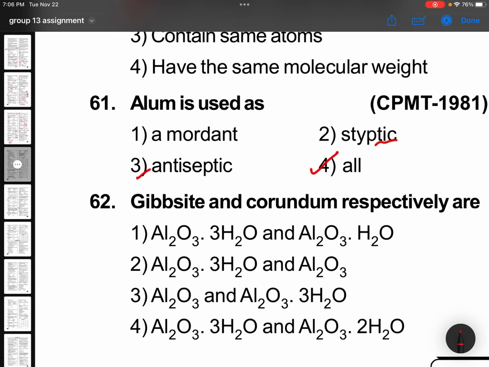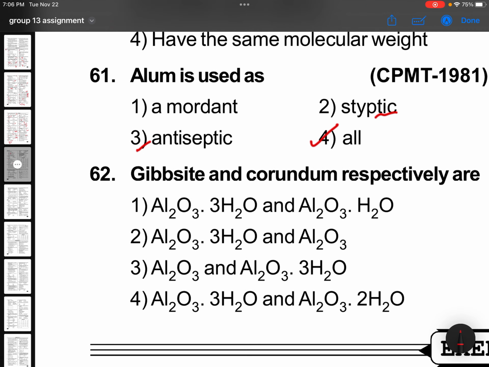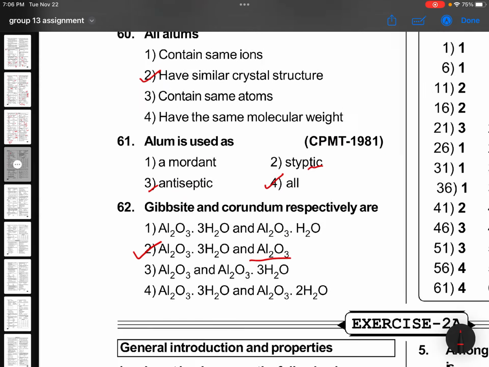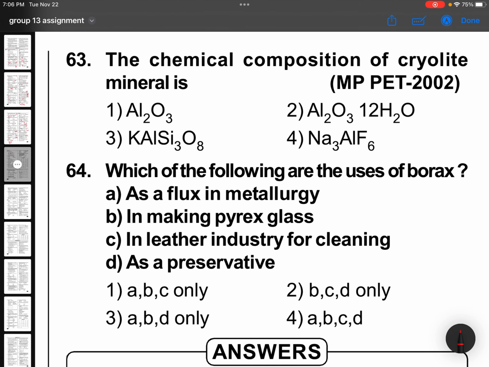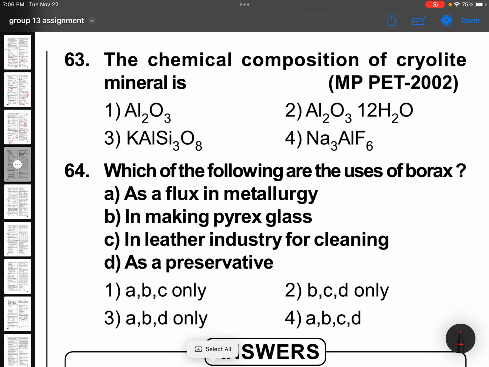Gibbsite and corundum respectively are. As we were discussing, corundum is only Al2O3, and only that option has it, so you need to go with this one. 64 questions we have completed in a row. Wonderful job, guys. The chemical composition of cryolite is Na3AlF6.